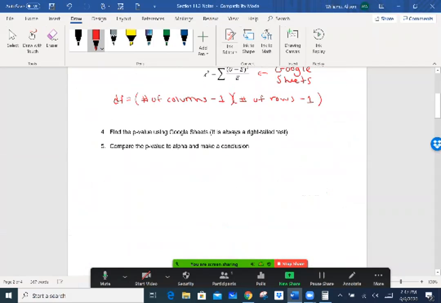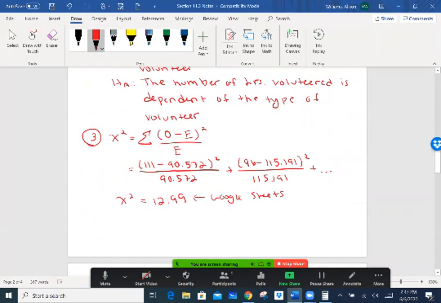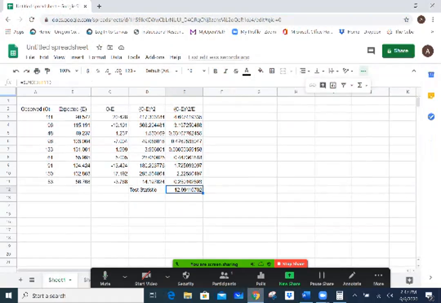So now I need to find the p-value. That's step 4. So I'm going to go back to Google Sheets here. I'm going to find my p-value, and I'm going to compare it to alpha. All right. Let's do that. Okay. So to find the p-value, since this is just like a goodness of fit test, we're going to use the chi-squared right tail.